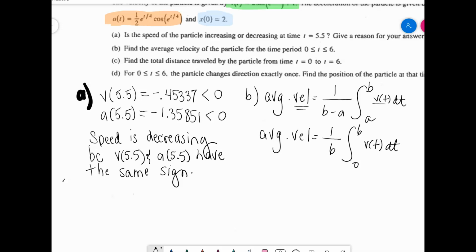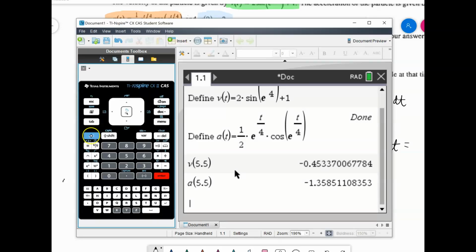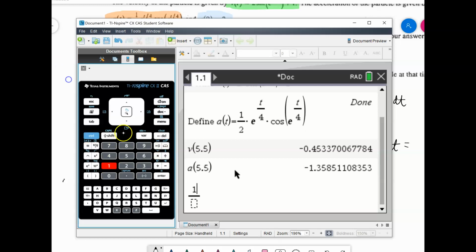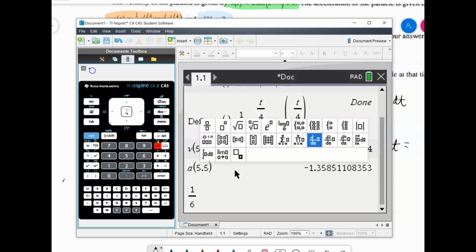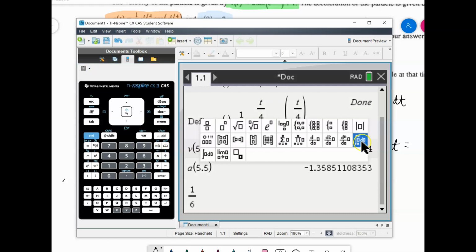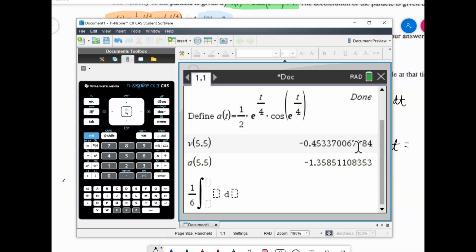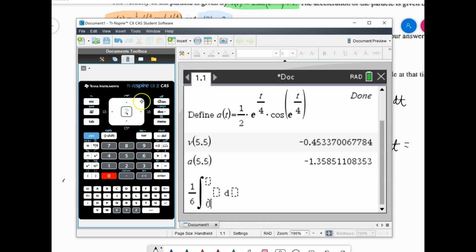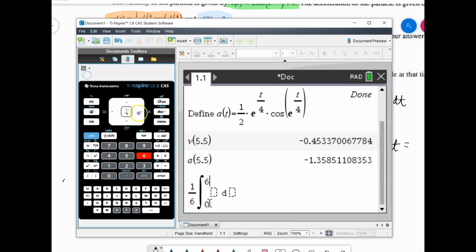Now, they actually want us to find that. So go ahead and plug that into your calculator: 1 over 6 times the integral. Make sure you're always telling them what it is that you're plugging into your calculator. Don't just give an answer, especially now that the exam is all free response. We're going from 0 to 6.